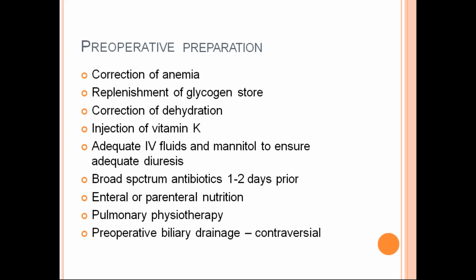So for replenishment of glycogen stores, nutritional assessment should be done, and parenteral or enteral nutrition should be given. Okay, and correction of dehydration. Injection of vitamin K. Adequate IV fluid should be given. Broad spectrum antibiotics 1-2 days prior should be given. Pulmonary physiotherapy and preoperative biliary drainage. It's still controversial, but in case of cholangitis, you have to do a stenting. Then only you can go for further treatment.